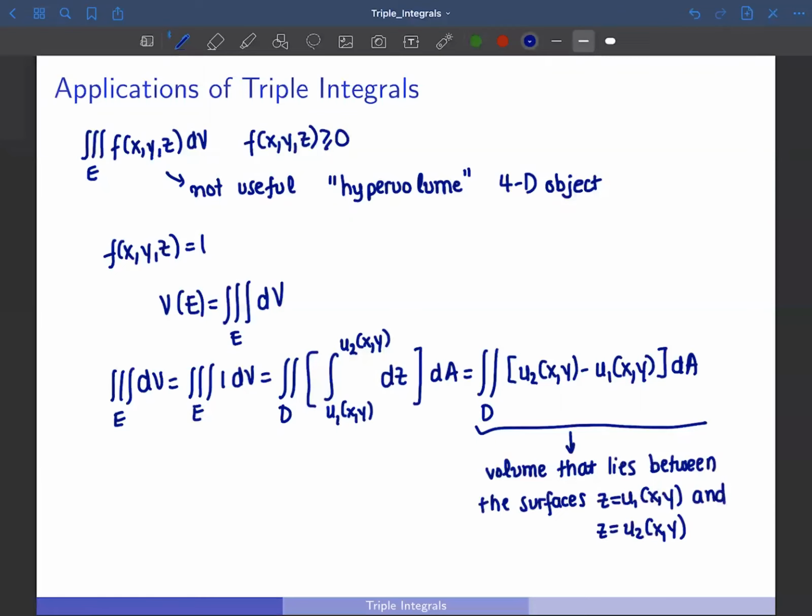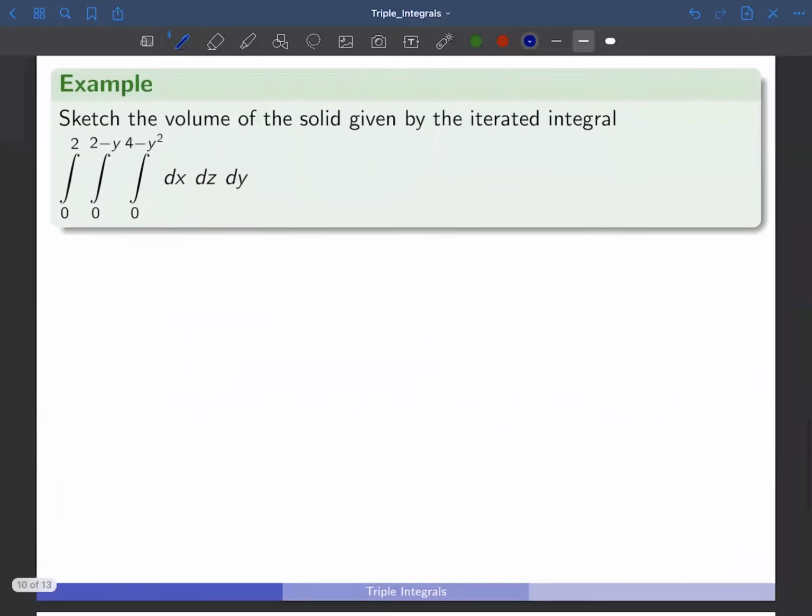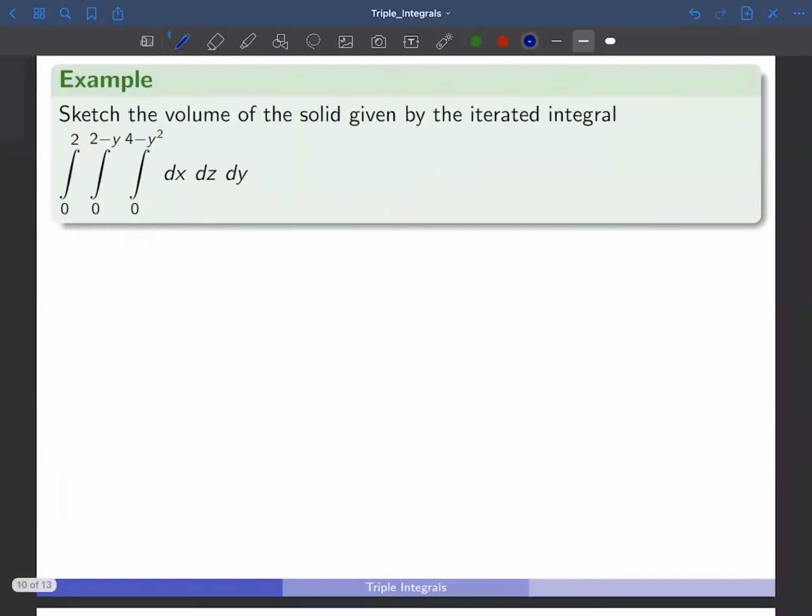Let us see an example. So we are given the triple integral, the integral from 0 up to 2, and the integral from 0 up to 2 minus y, and the integral from 0 up to 4 minus y squared, dx dz dy, and we're asked to sketch the volume that is given by this integral.